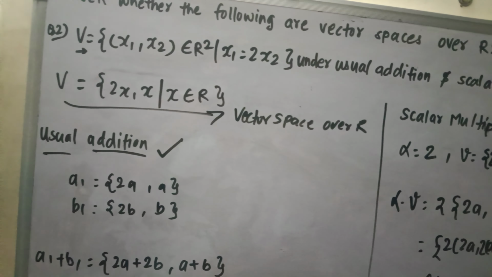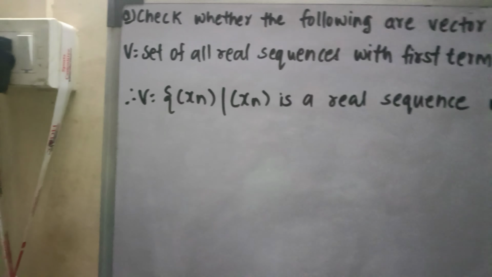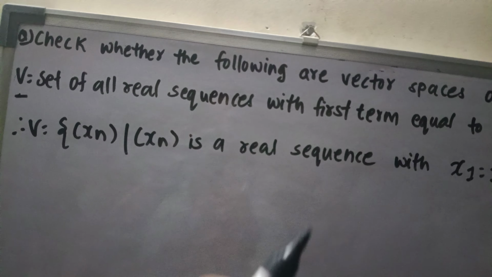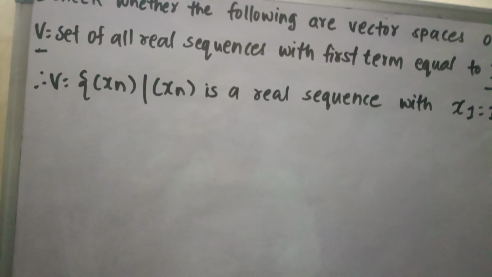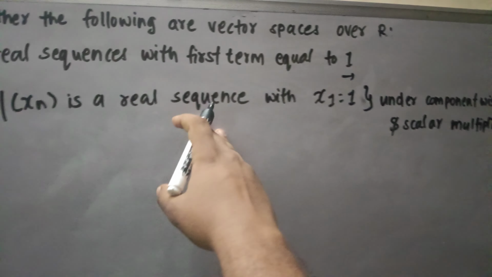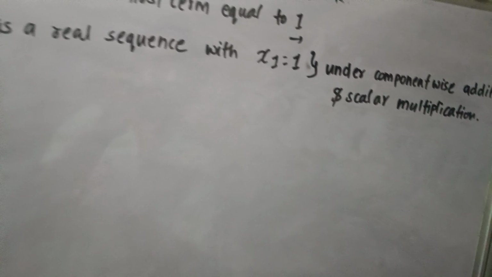Let's see what the next question is. For the next question, we have a set V, which is a set of all real sequences with first term equal to 1. So this set looks like this: xn is a real sequence with x1 equal to 1 under component wise addition and scalar multiplication.